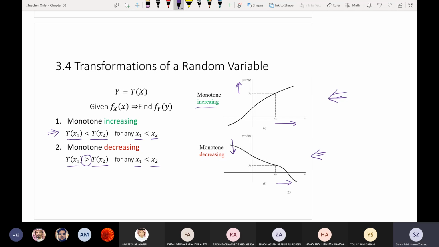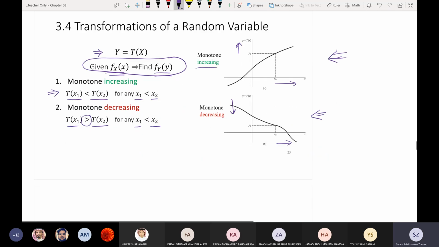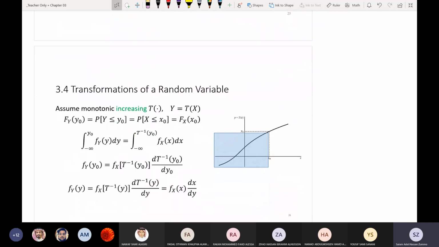Now, given a function that is increasing or decreasing, so Y equals T of X, and given the PDF of X or the CDF of X, we are interested in finding the PDF or CDF of Y. This is what we want to do. And this, as I mentioned, has many applications, and you need to master this very well. Let's see how to do it. Let's first start with a monotonically increasing function, T of x.